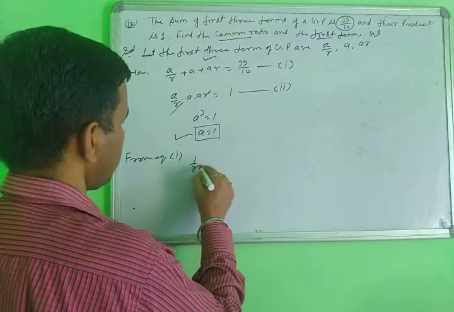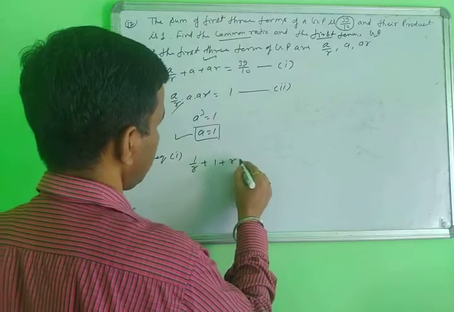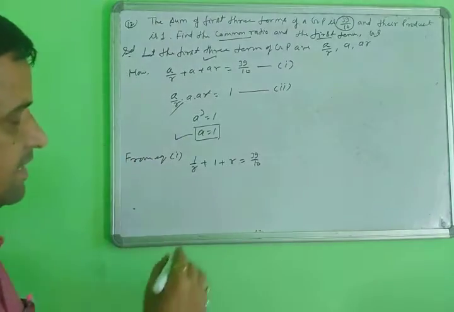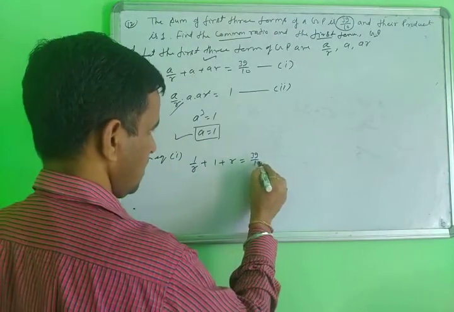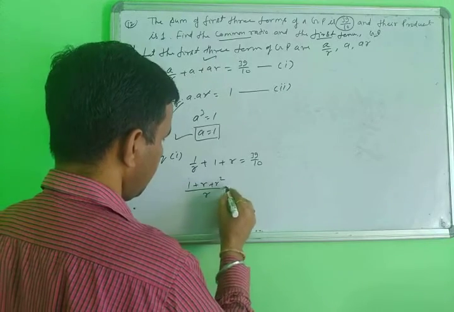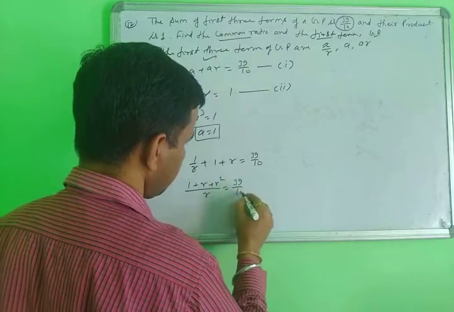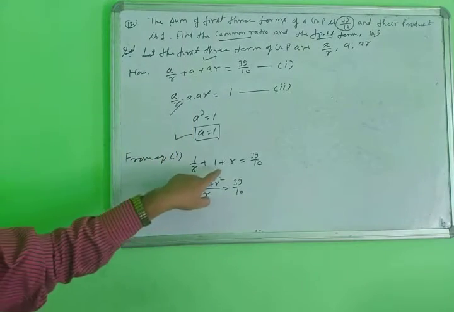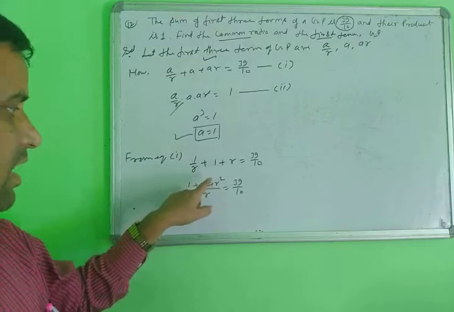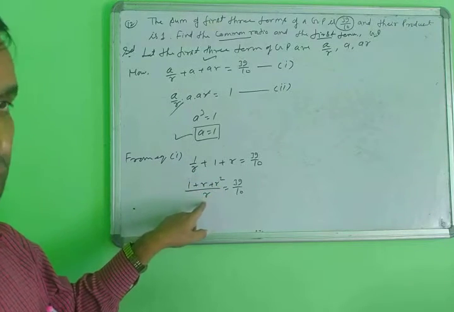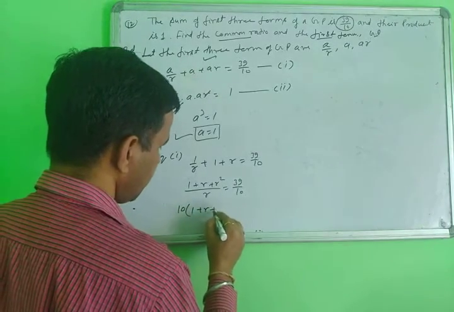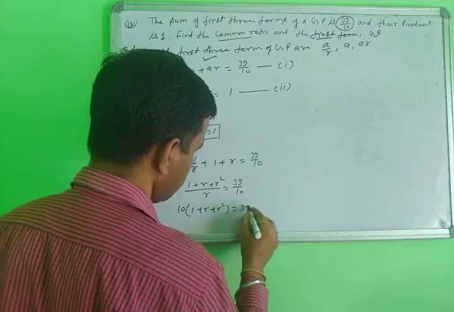1 upon R plus 1 plus R equals 39/10. Taking the LCM, (1 plus r square) upon r equals 39 by 10. You take the LCM of the left side: 1 upon r, 1, and r. Taking LCM r, we get (1 plus r square) upon r. Then cross multiply: 10(1 plus r square) equals 39r.